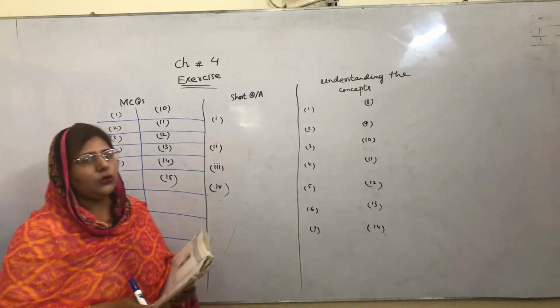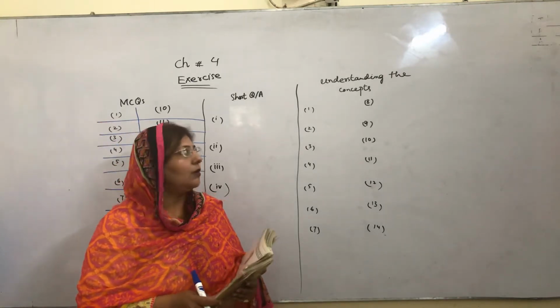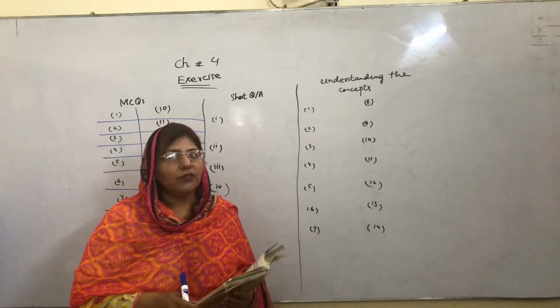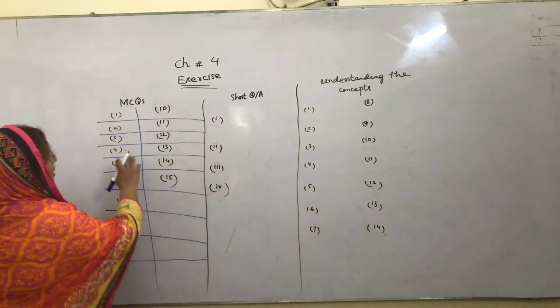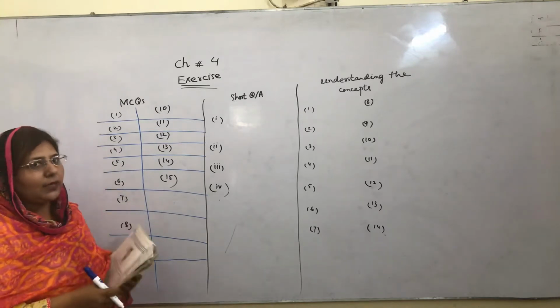You all know in your exercise there are MCQs, short questions, understanding the concept, and long questions. So first we will do the MCQs. I have written the numbers 1 to 15. Then I will tell you what the correct option is.